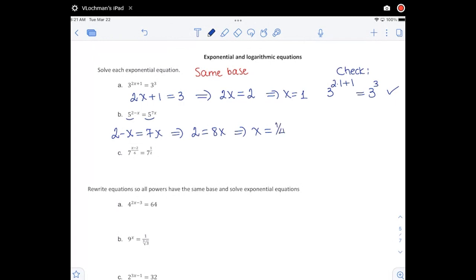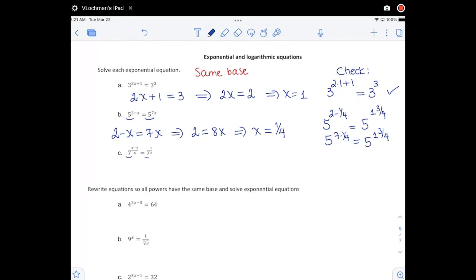Okay, and of course you can check. If we plug this back in, this is 5 raised to the power 2 minus 1/4, which is 5 raised to the power 1 and 3/4. Okay, and then 5 raised to the power 7 times 1/4, that is 5 raised to the power 1 and 3/4. It's the same fraction. Okay, so that works out. And then let's take a look at one more example.